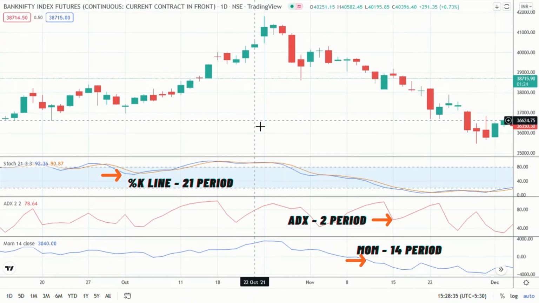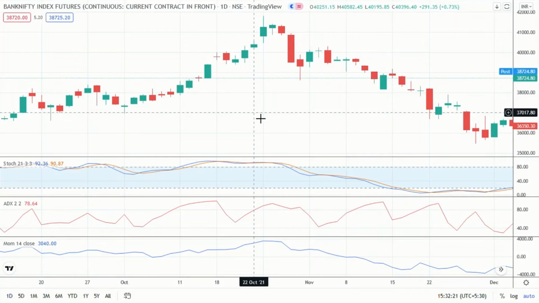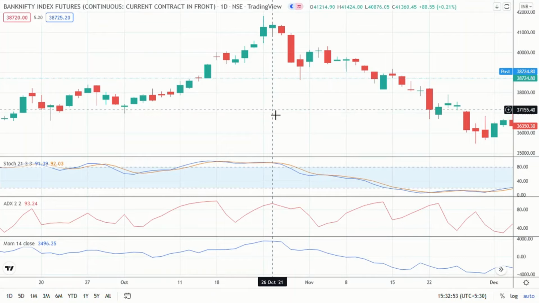It is time for us to buy Bank Nifty futures. We will buy around the closing price of 22nd of October 2021, which was 40,396. And we're going to sell the contract the next trading day, which was 25th of October 2021, provided we don't get another buy signal on the 25th. If we get another buy signal on the 25th, obviously we're not going to sell the contract that we are holding. We will simply carry it forward to the next trading day.